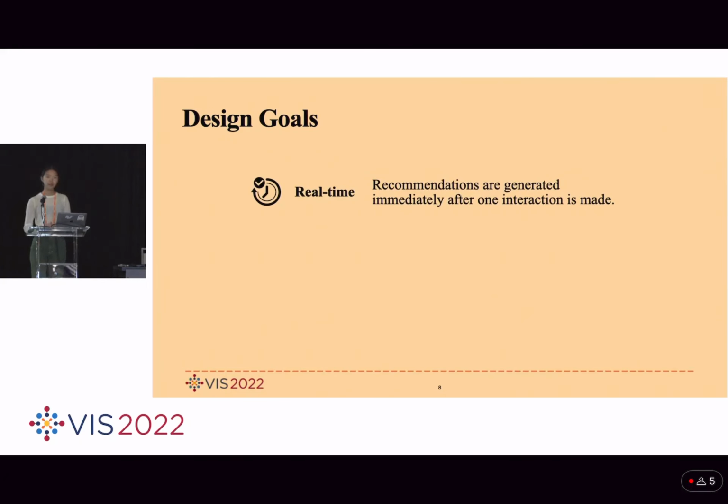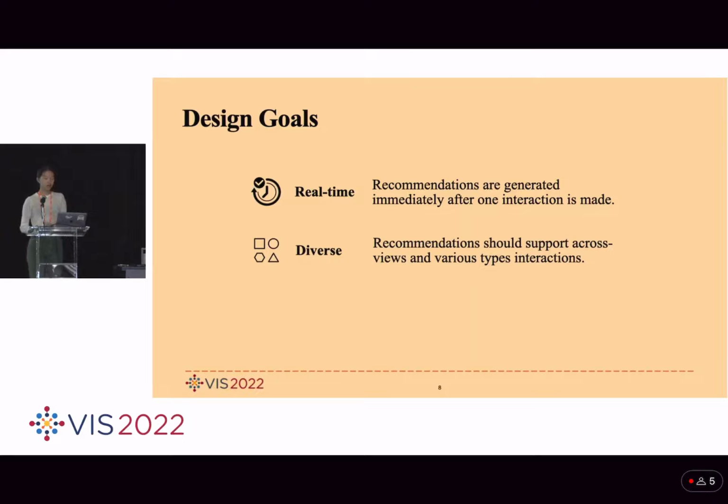Real time: when users face the visualization system, we believe the most straightforward way is to provide recommendations right after one interaction is made. Diverse: the recommendations should support cross-view and various types of interaction. This can help users conduct more in-depth explorations and help the system be fully utilized. Insightful: the system should offer insightful interaction recommendations that lead to valuable explorations and deepen the user's understanding of the topic she explores.